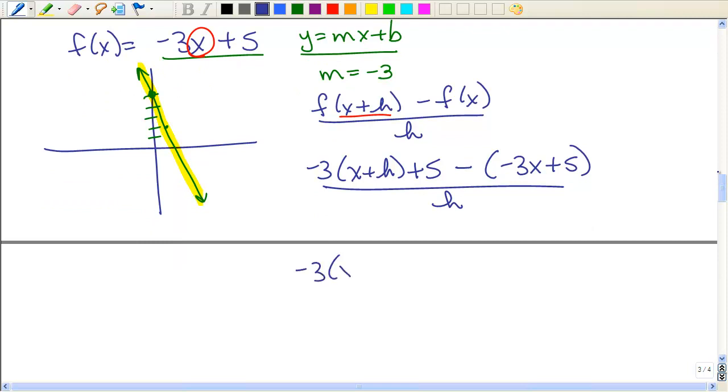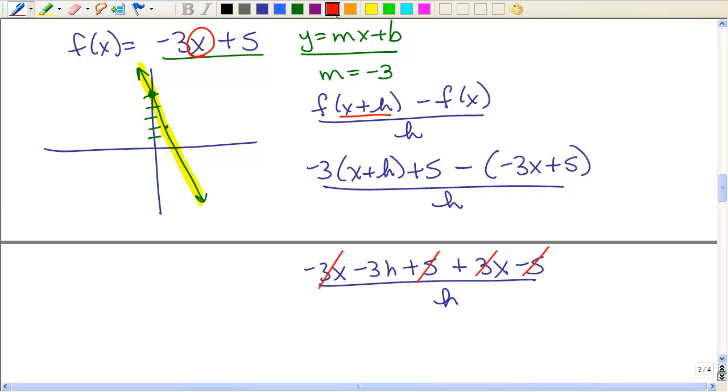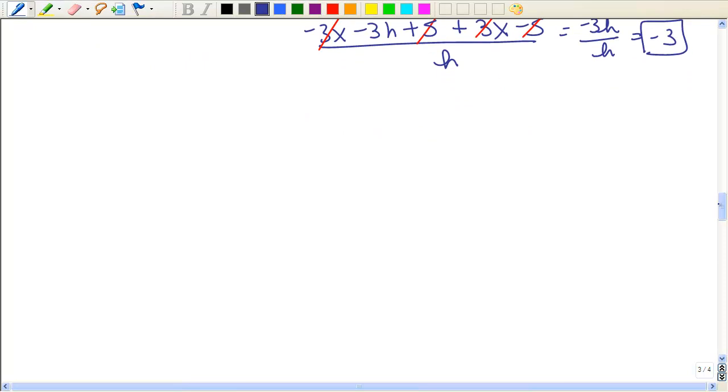If I distribute that, distribute my negative, all right, start collecting like terms. You'll notice you're going to get negative 3h over h, which is negative 3, which is what I got just by knowing that it's the slope of a line. So these two examples show you if you have a horizontal line, the slope is always 0. If you want the slope of a tangent line to a line, it's just the slope of the line. So that can't be what calculus is for.